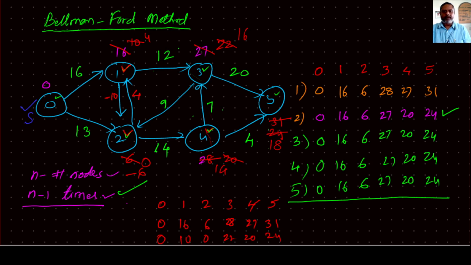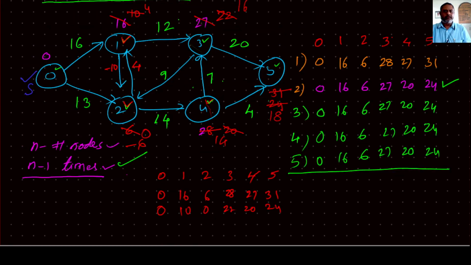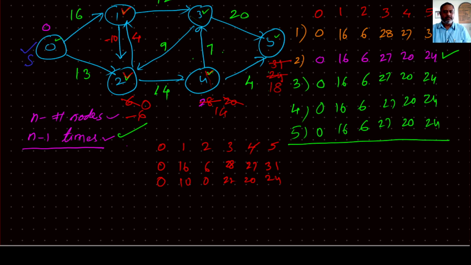So 16 plus 9 is 25, but this is already minus 6. And this is 16 plus 20, 36. That's already 18. So we are at it. So this is 0. That is 4. This is minus 6. And this is 16. And this one is 14. And this one is 18.